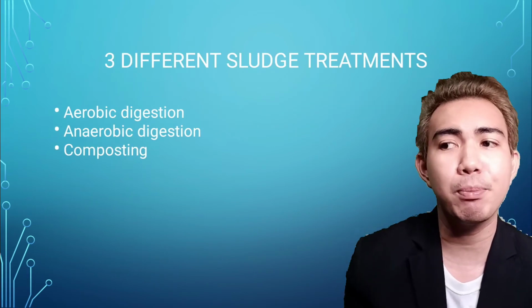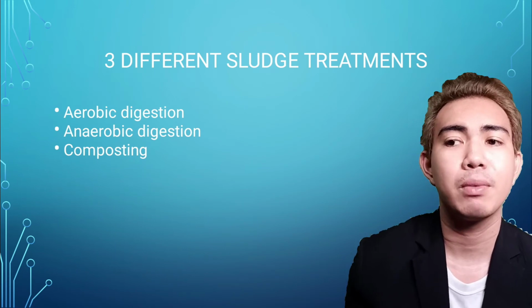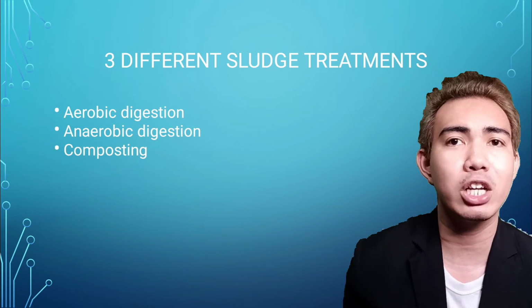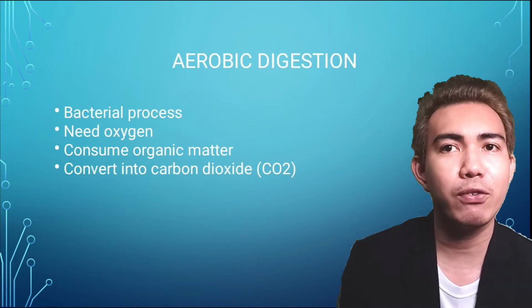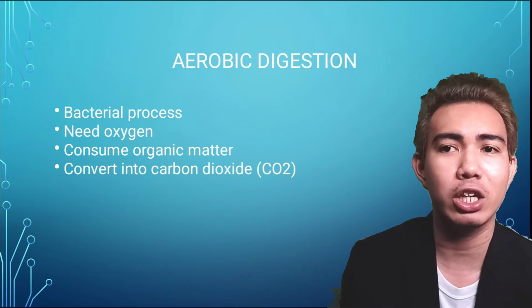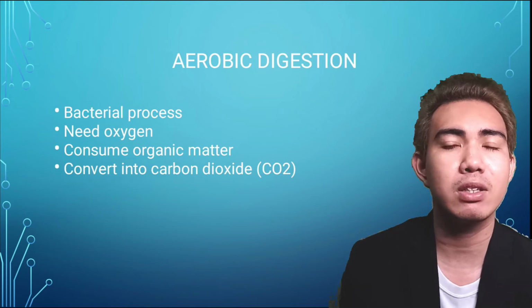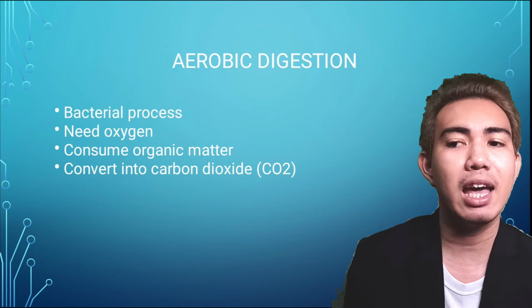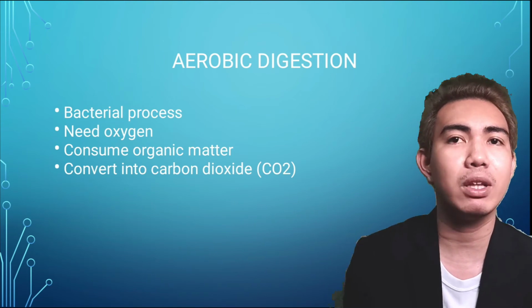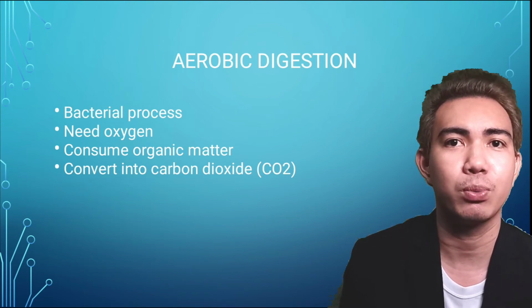We have three different sludge treatments: aerobic digestion, anaerobic digestion, or composting. We have the first one, the aerobic digestion. Bacterial process that needs oxygen, consumes organic matter, and converts it into carbon dioxide or CO2.